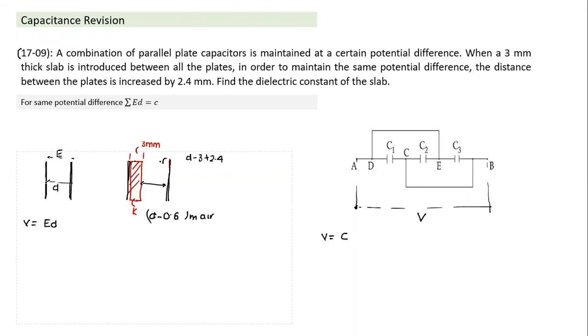If potential has to remain the same, E into D has to be equal to E into (D minus 6) plus E by K into 3. What we have done is calculate the potential difference in terms of field and distance. So this is the equation I can form here, and from this equation, equating the potential in terms of field, we can find the value of K.